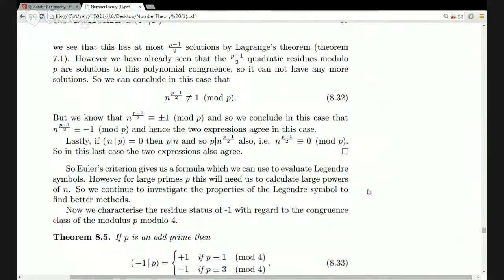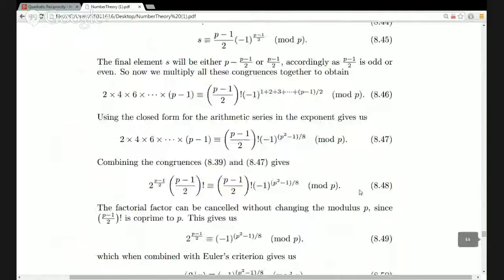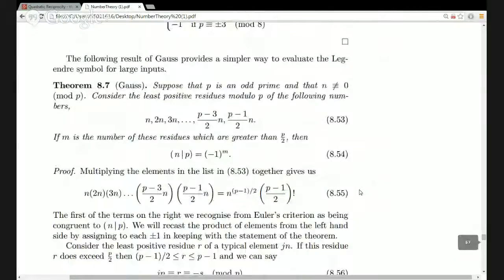An alternative view on it was given by this result which we're saying is due to Gauss. This allows you to calculate the Legendre symbol, so working out whether n is a square or not modulo p, by determining this number m and raising -1 to the power m. Now, to remind you, what was this number m? We considered all the multiples of n from 1 up to (p-1)/2.